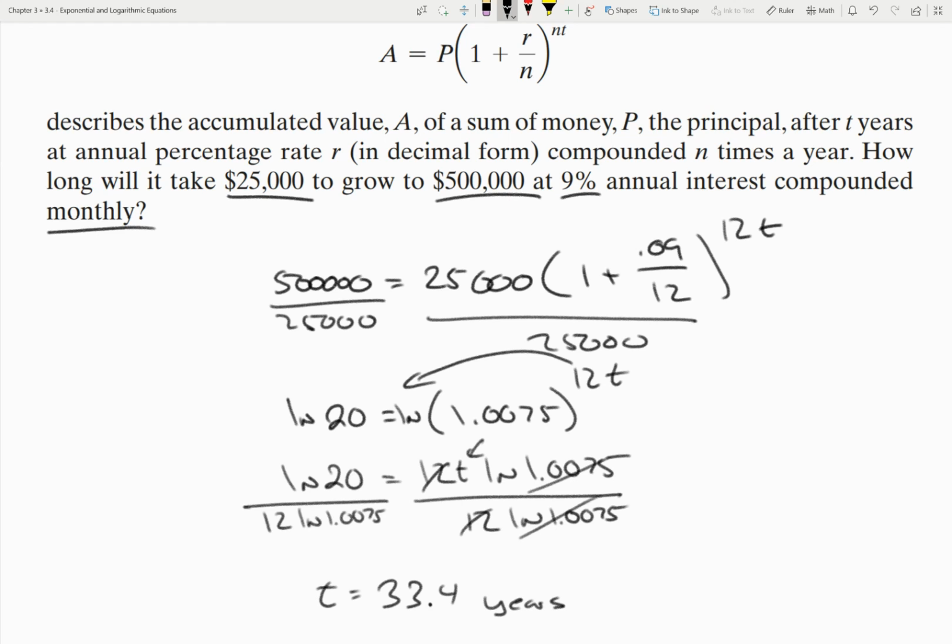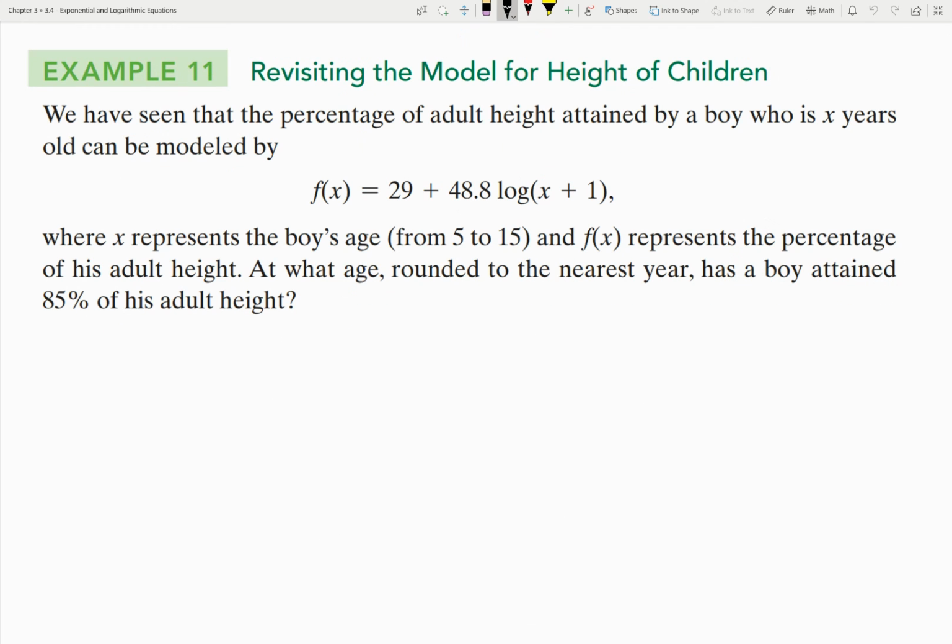Okay. So this will be similar to any sort of compound interest formula that you get. One more application, and that is now a logarithmic equation. How do I know? Well, look, it's got the word log in it.